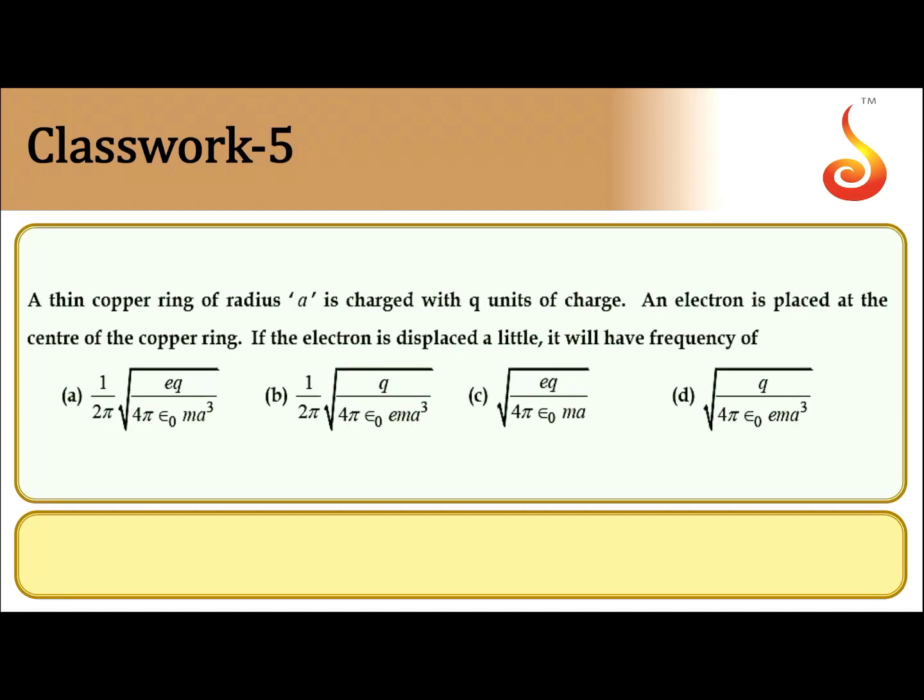Next one. A thin copper ring of radius A is charged with q units of charge. An electron is placed at the center of the copper ring. If the electron is displaced a little, it will have a frequency of. Okay, so the construction can be represented this way.